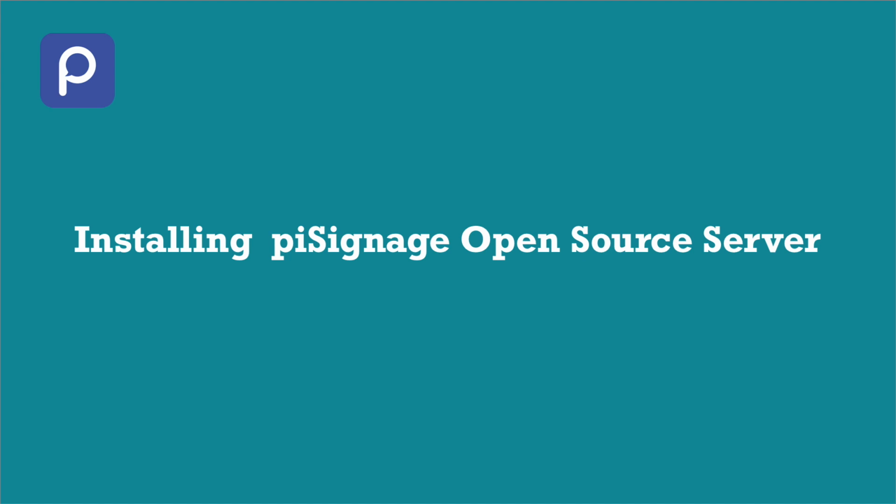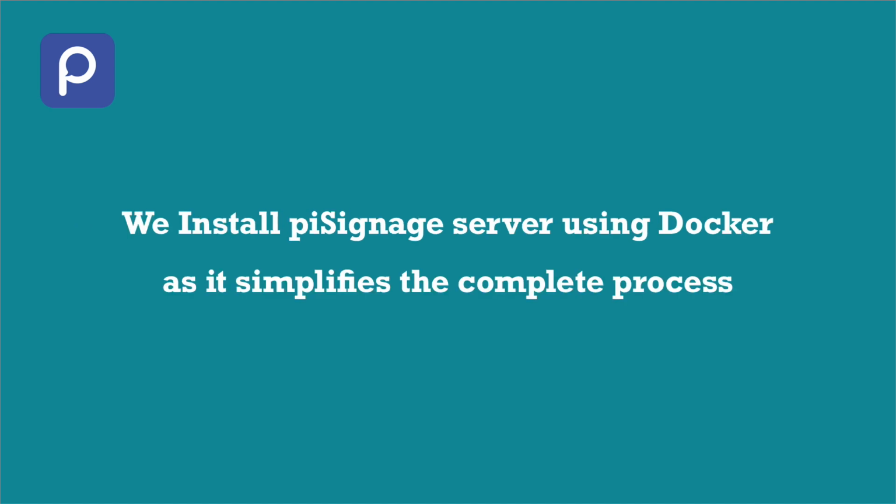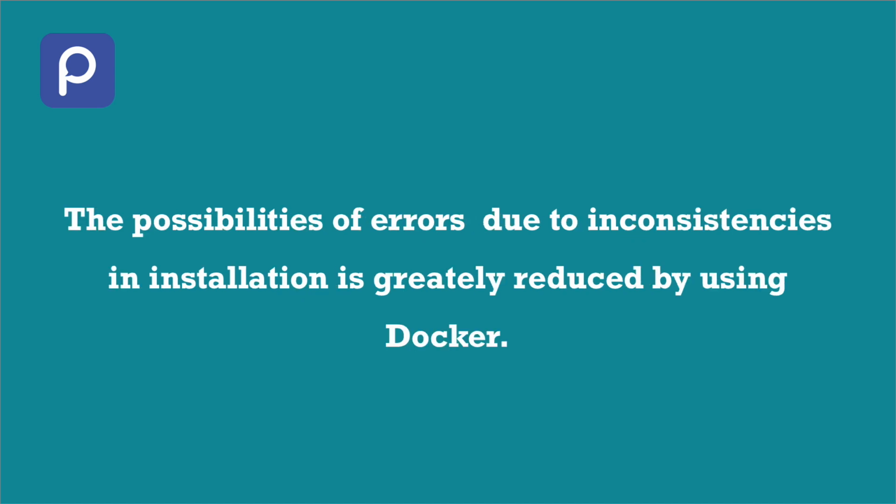In this video, we will see how to set up a PySignage open source server. We are setting up the server using a service called Docker. Using Docker makes installing the server a simple process. It also prevents possibilities of us facing unexpected errors after server installation, thus saving us from the tedious process of troubleshooting later. Now, let us start the process.